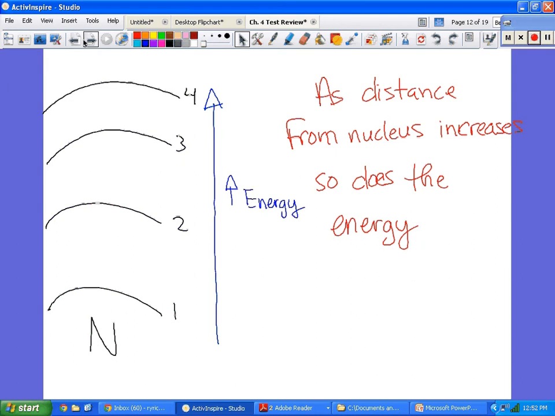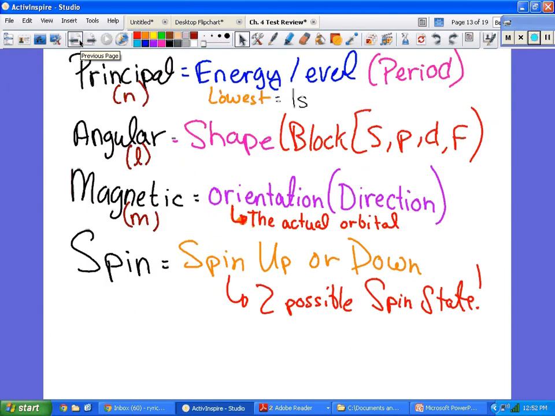Next slide. All right: principal, angular, magnetic, and spin. The little red-looking letters underneath each word are its symbol. You're going to see these symbols. You need to know them. Just like if I ask you, what is the letter for gram? G. What's the letter for Fahrenheit? F. What's the letter for enthalpy? H. What is enthalpy? Well done. Principal is just the letter N. Principal quantum number is the energy level. You need to know the words energy level, but it's also going to be in reference to the period. What is the lowest possible energy level there is?